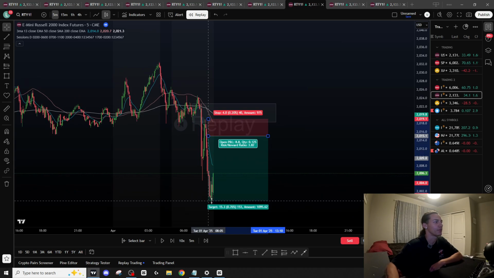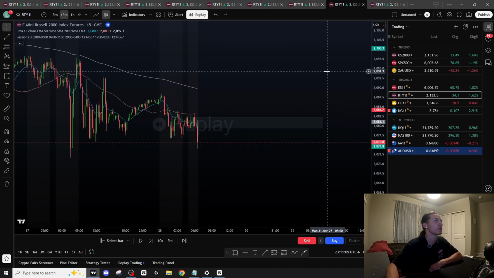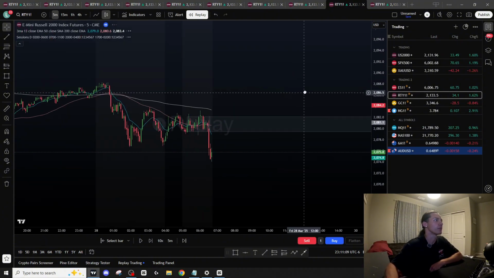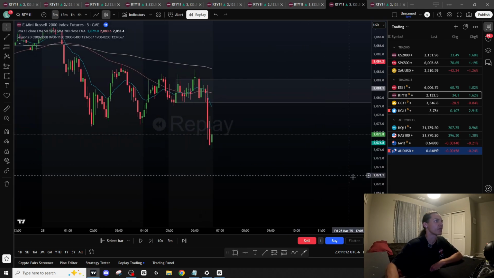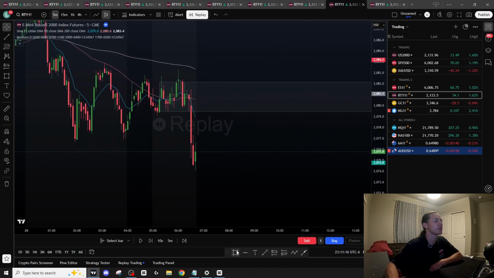Beautiful setups. 1-to-4. 1-to-4. Beautiful risk to reward. Now this one, a little bit different. 5-minute demand, 5-minute supply zone here. We do not have the gap. This would be your supply right here.